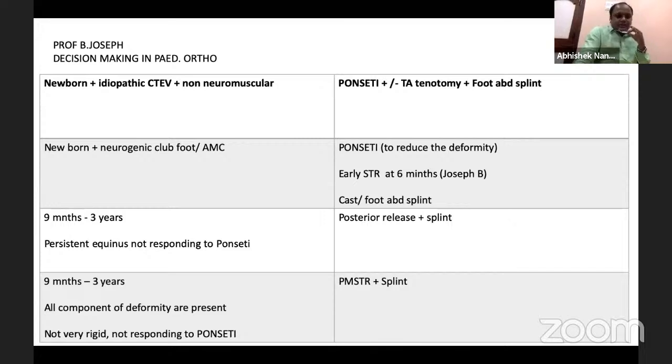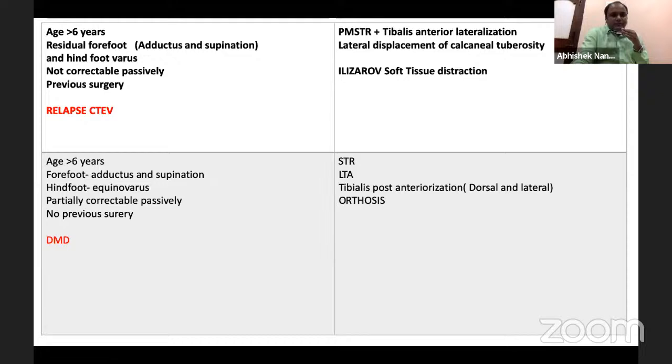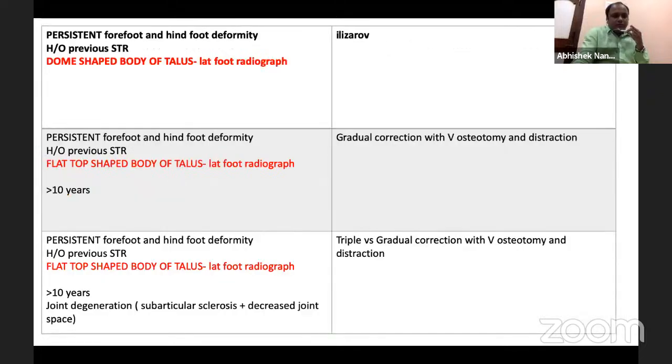So this is just what the different procedures are which we can do. If it is a newborn, we can do a Ponseti followed by tenotomy. I want to highlight the relapse part. If there is a persistent forefoot and hindfoot deformity, and a dome-shaped body of the talus, we can use Ilizarov. If it is a flat top, we can do gradual correction. Again, if it is a persistent forefoot and hindfoot deformity, a flat top talus, and age is more than 10 years, we can do a triple arthrodesis or a gradual correction.